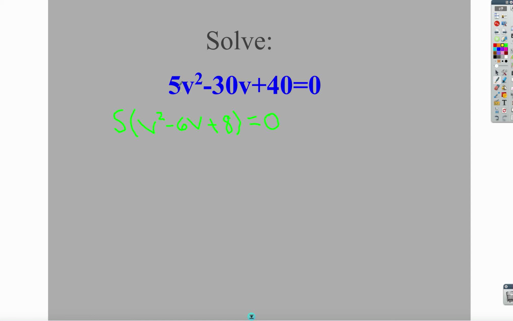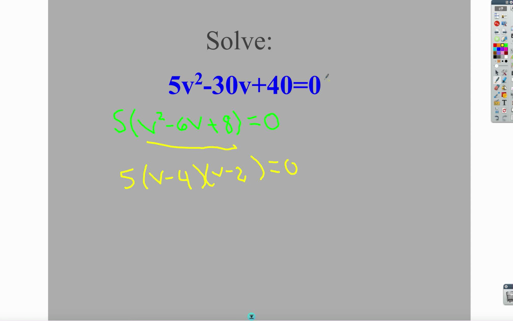So when the leading coefficient isn't 1, the first thing you want to try is see if you can factor something out, a greatest common factor. Here I could, so now I'm just going to keep the 5. Can't get rid of the 5, but now I'm going to factor this. When I factor that, that is going to give me v minus 4 and v minus 2.